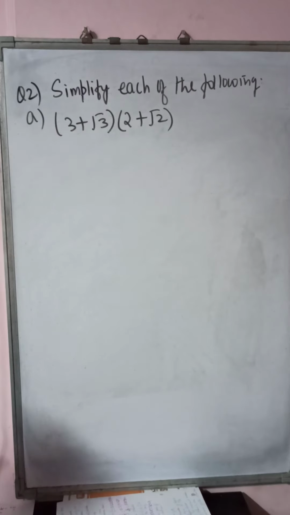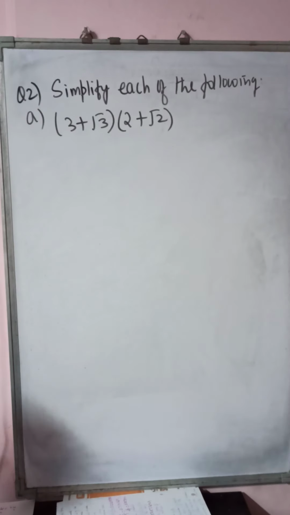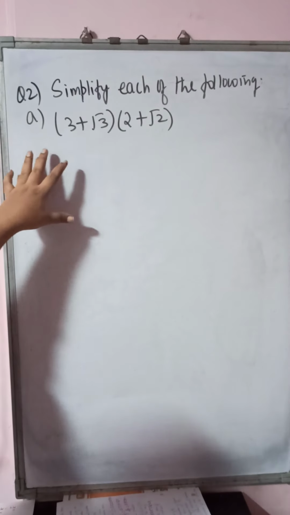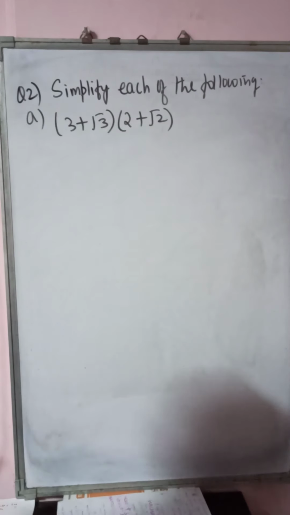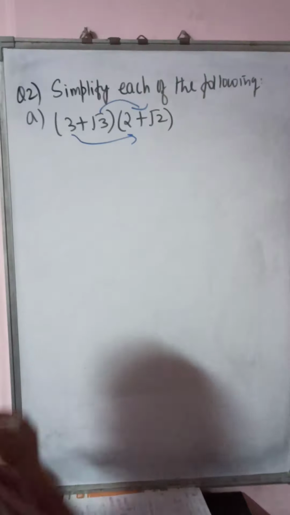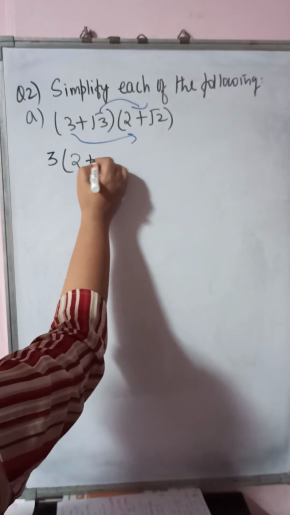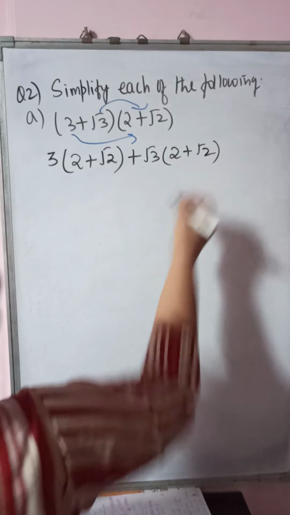Question number 2. Simplify each of the following. A. The question is 3 plus root 3 into 2 plus root 2. The way you multiply algebraic expressions, the same way we have to multiply here. Here we are multiplying irrational numbers, but the procedure will be the same. First you multiply 3 with the entire second term, that is 2 plus root 2, and then the second term, root 3, with the entire term 2 plus root 2. This is the first step.